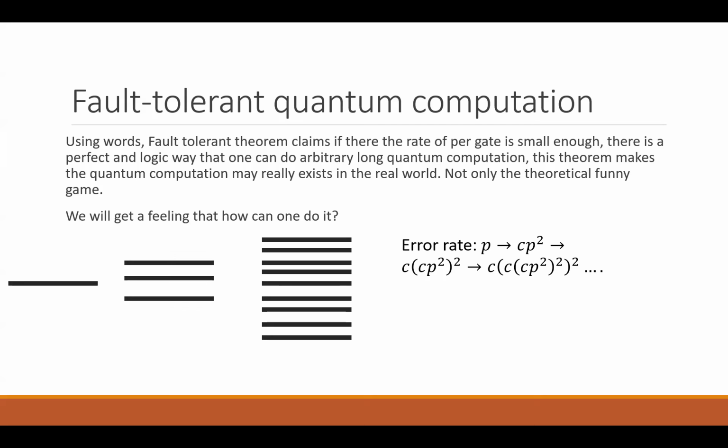So let's say you start with p, then you get C p squared. If I use 3 times the qubits, then p becomes C p squared. If I do it again, that becomes C p squared again. So the idea is that you can see the error starts with 1, then 2, and then 4.